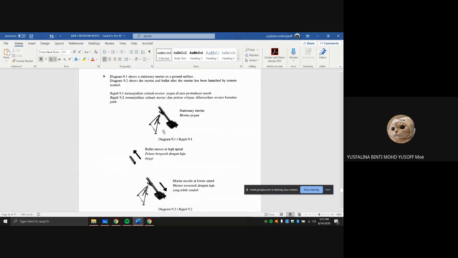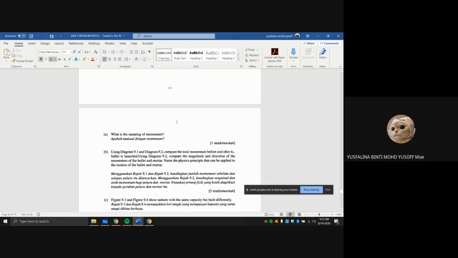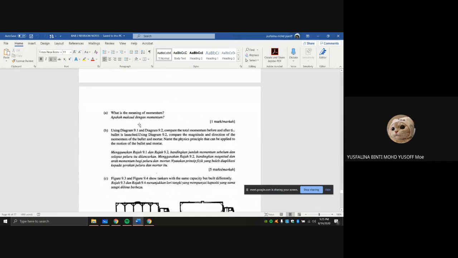We go to the next one. So this one is also essay questions. The diagram 9.1 shows a stationary motor on a ground surface. Diagram 9.2 shows the motor and the bullet after the motor has been launched by remote control. So this one is actually like a pistol before. So the next question again, what is the meaning of momentum?